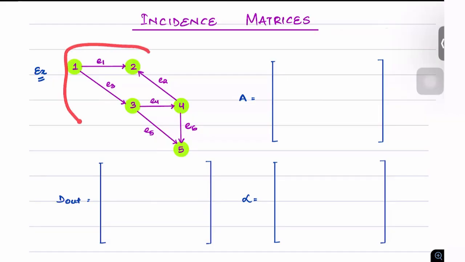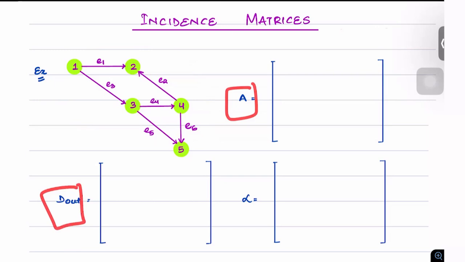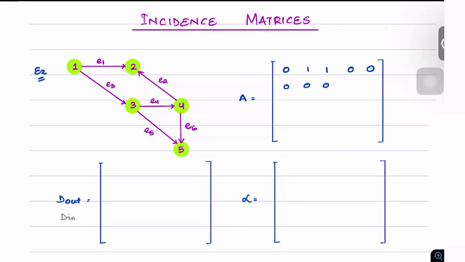So let's get started. Consider the digraph shown in this figure. With the digraph, we know that we can associate three fundamental matrices known as the adjacency, the out-degree matrix, and the Laplacian matrix here. So let's quickly write up the values here. Node number 1 has outgoing edges to 2 and 3. So these will be the corresponding entries. Node number 2 does not have any outgoing edges.